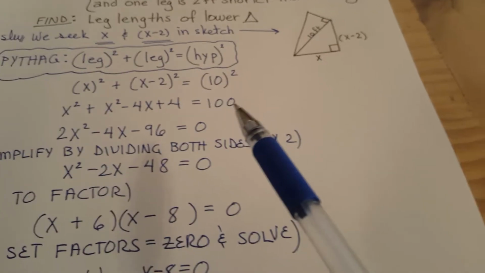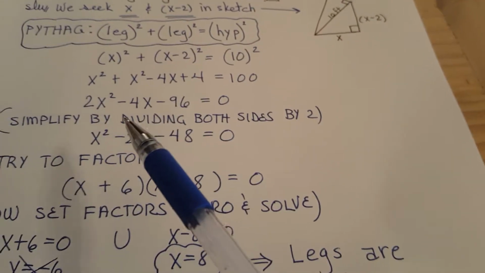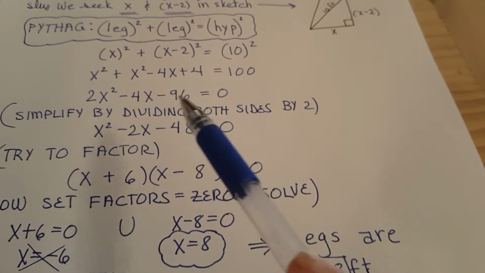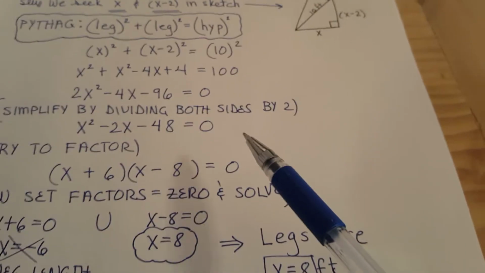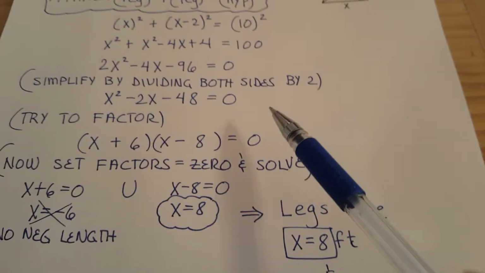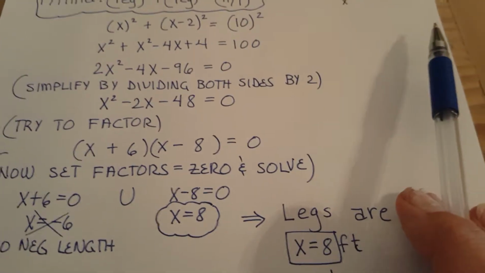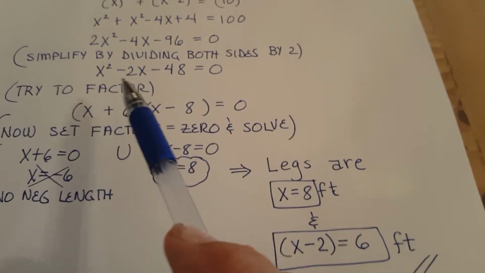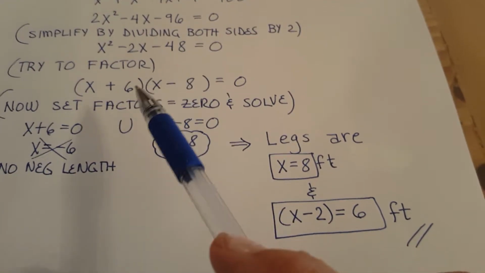10 squared is 100. Subtract 100 from both sides and we get, let's see, X squared plus X squared gave us 2X squared minus the 4X, and then minus 96 equals 0. We're going to simplify first before we try to factor by dividing both sides by 2, since that'll give us nice whole numbers on the left side. X squared minus 2X minus 48 equals 0.